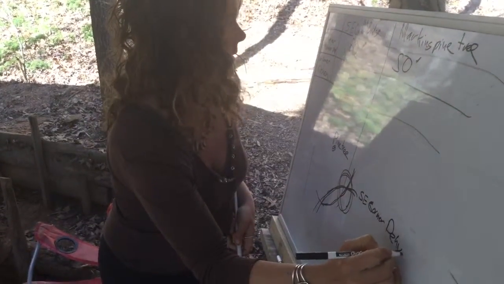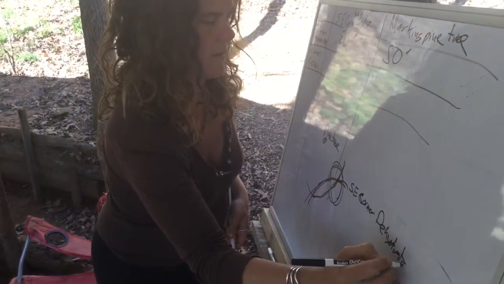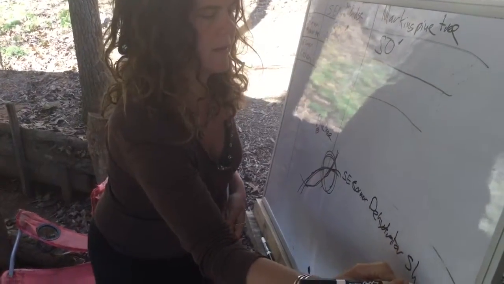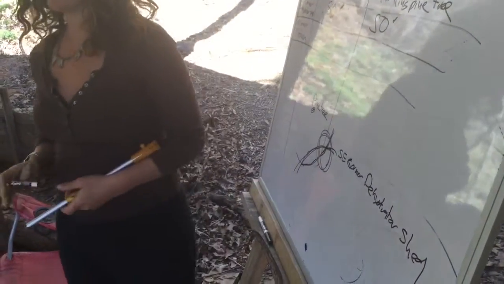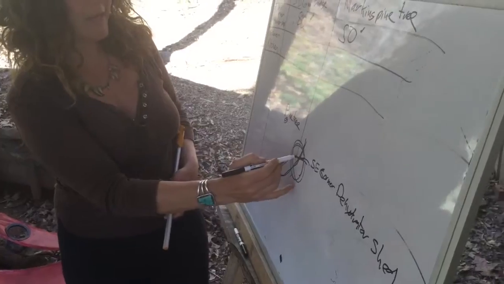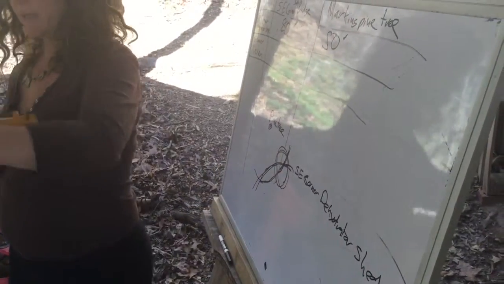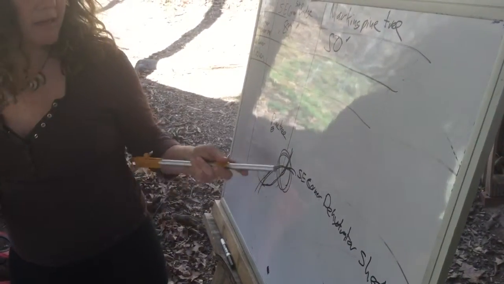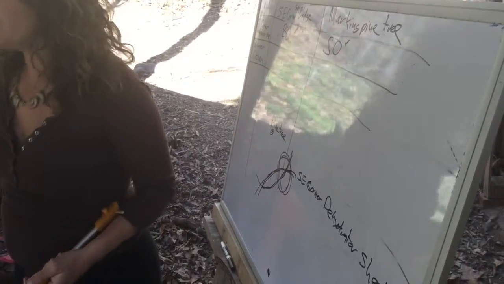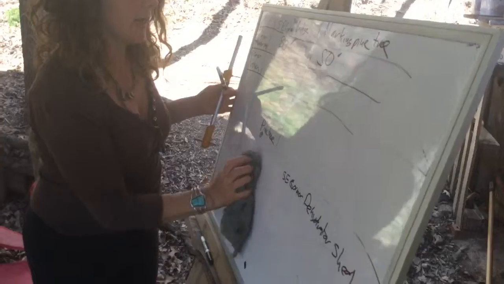dehydrator shed. And then you just sketch it in. Yeah, and then you're going to measure the sides. And this is going to be probably not of the roof, but probably of the posts.